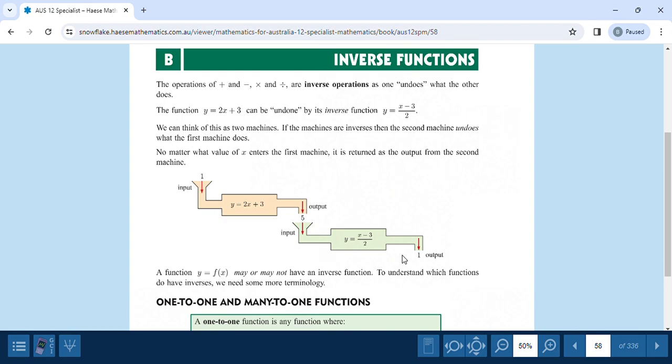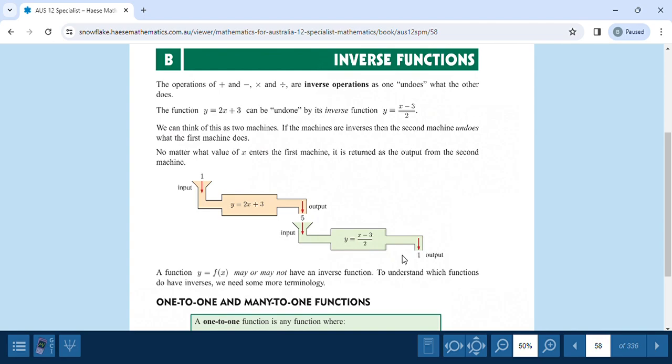inverse functions. And I like these boxes that they have, it makes it really clear to see what's going on. So say you plug in a number 1 to y equals 2x plus 3, you're going to get an answer of 5. Plug it into the inverse function, which is the function that follows, and it undoes what the first function does, and you're going to get 1 as the output. So you ended up with the same number that you started with, okay?